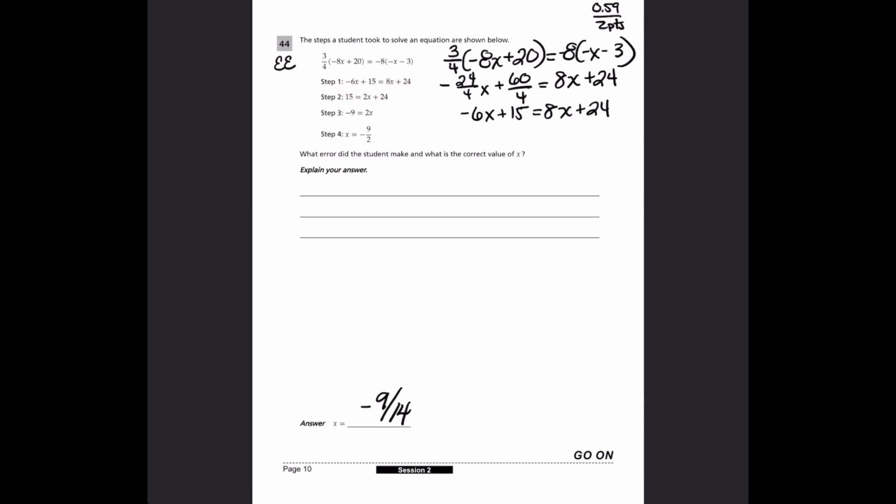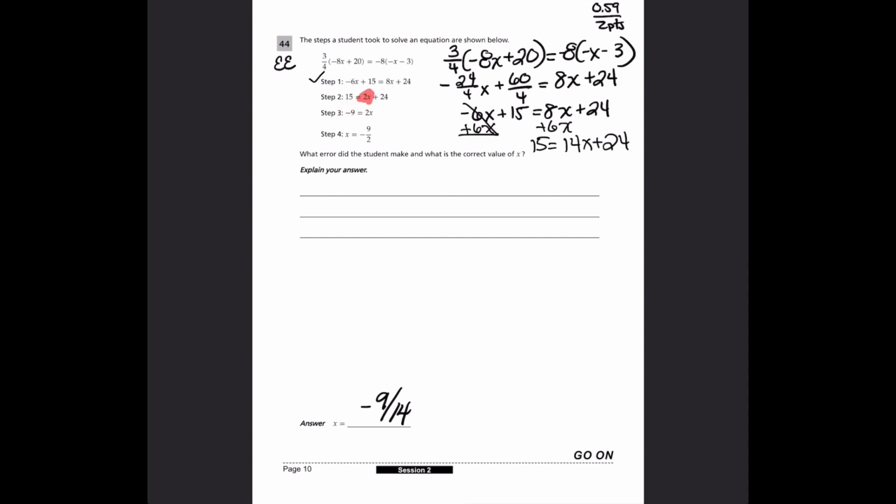We're good to go. All right, so it's not step 1. Step 1 is correct. So let's keep going on and figure out what they did in step 2. So in step 2, it looks like we moved the 6x on the first side. We added 6x on the second side, and so I'm getting 15 is equal to 14x plus 24. So let's check. 15 is equal, oh, there it is.